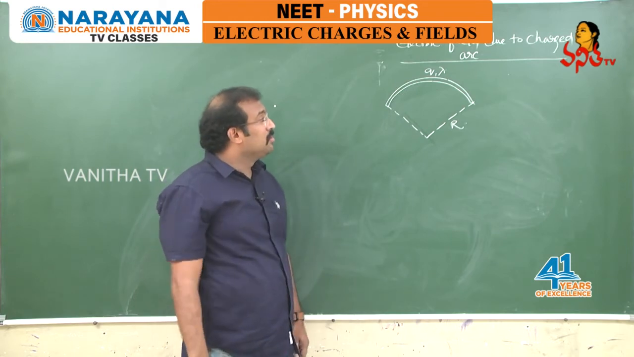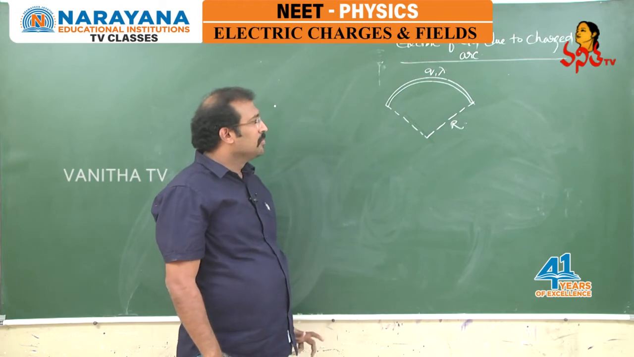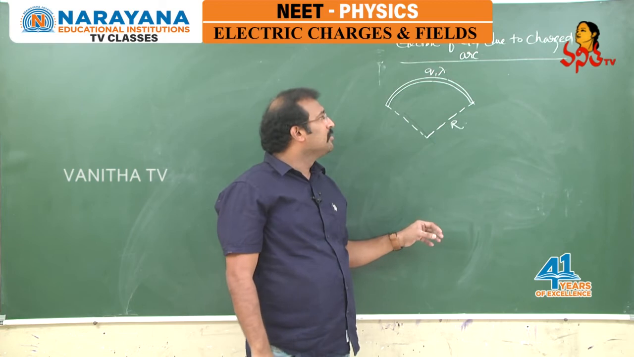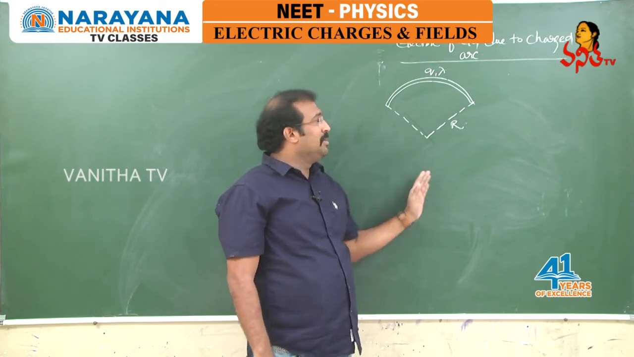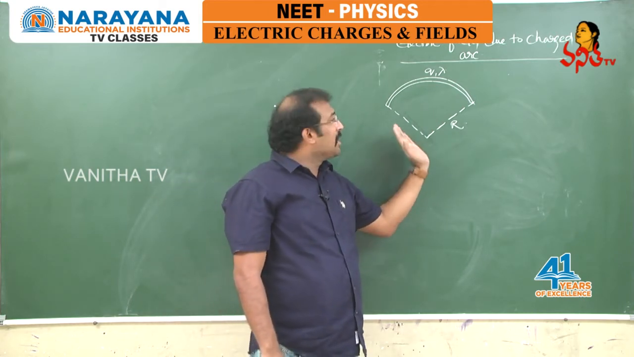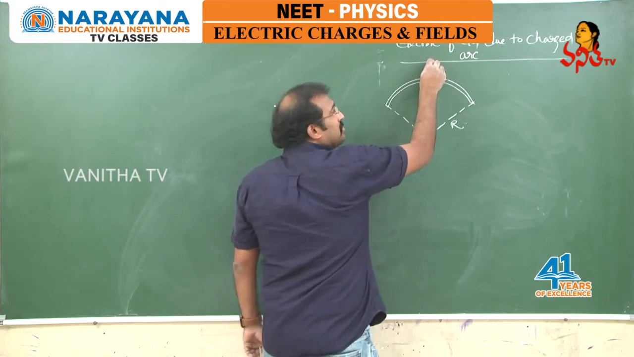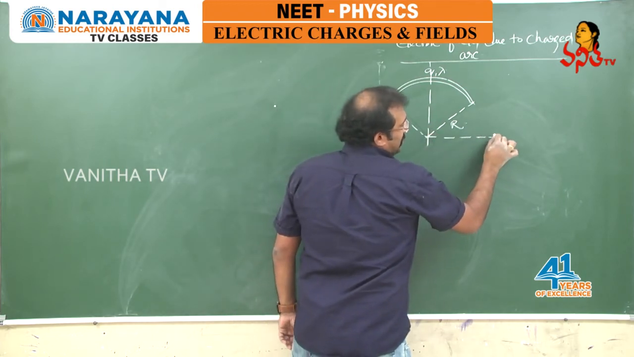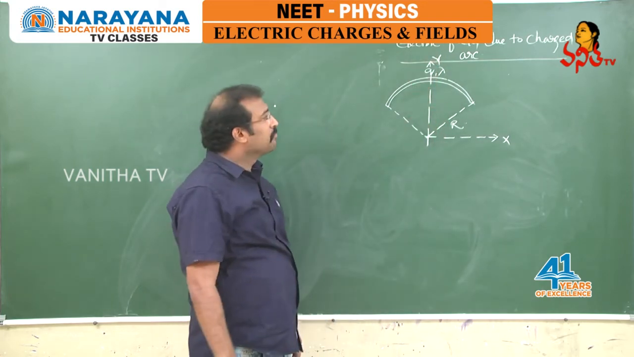Now how to find out the electric field due to this continuous charge distribution? For any continuous charge distribution, as we already discussed, we have to take a small element, find out the field due to that element, and integrate it using the limits. Let us see. Now I am considering this as y-axis and this as x-axis.